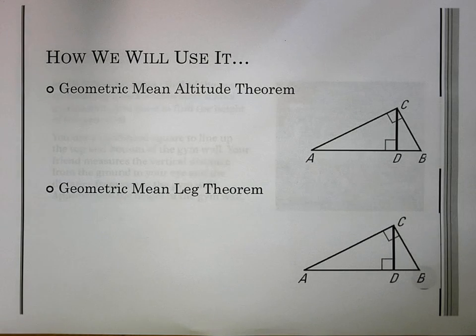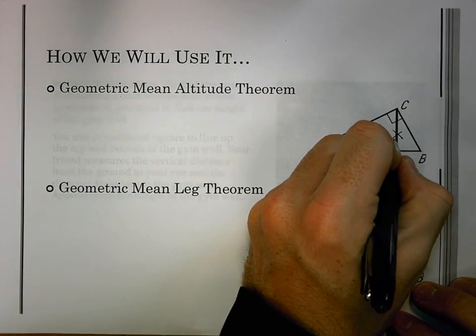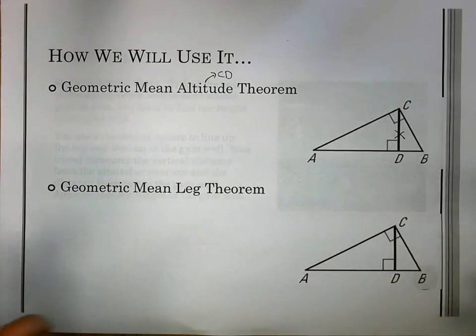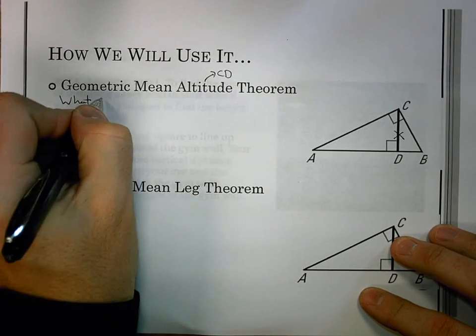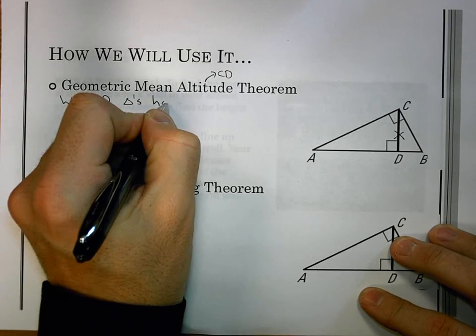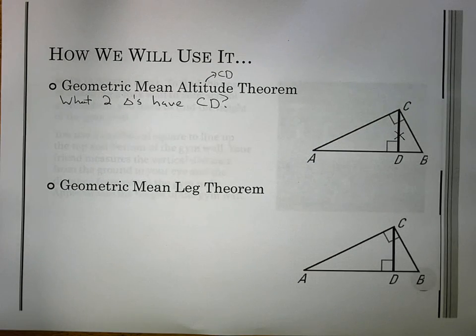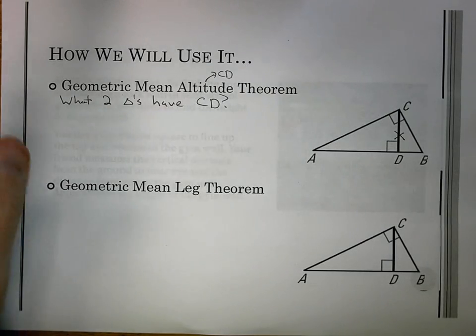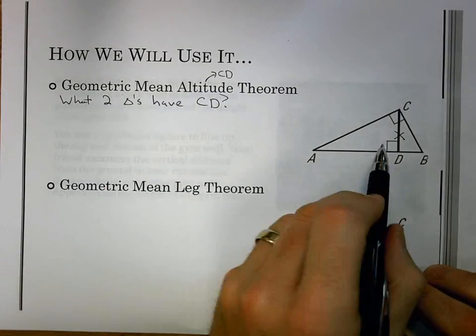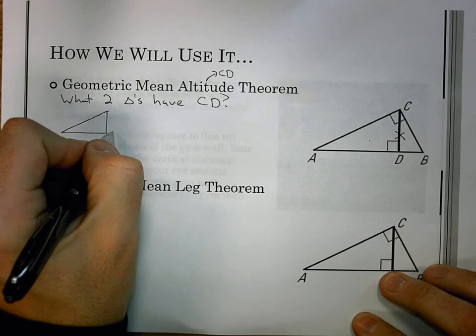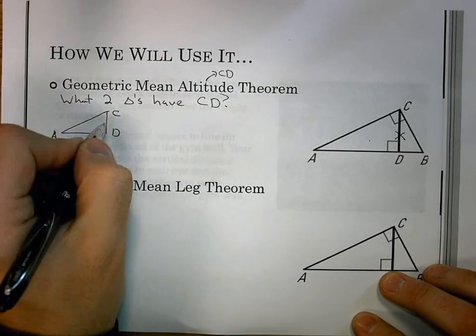Now, if I look at my altitude theorem, I'm talking about CD, which is my altitude. So I'm going to ask myself the question, what two triangles have CD? So which two triangles in that diagram is CD in? Because if it's in two of them, I can use those two and write a proportion with them. The first one I see is the one on the left. So I go D, C, A, there's CD.